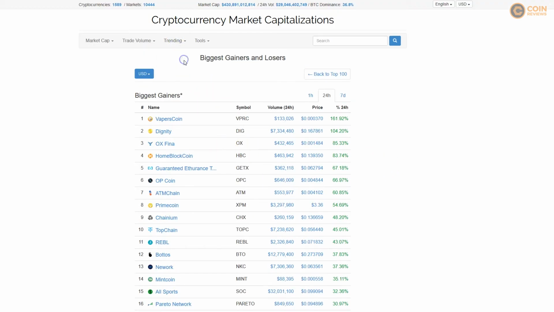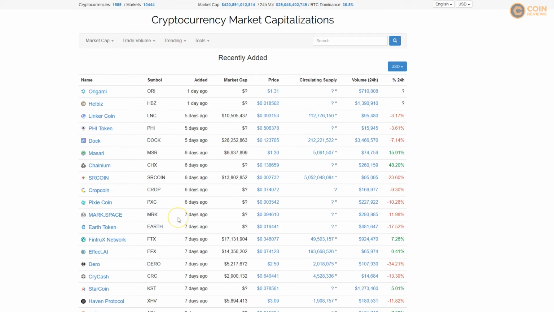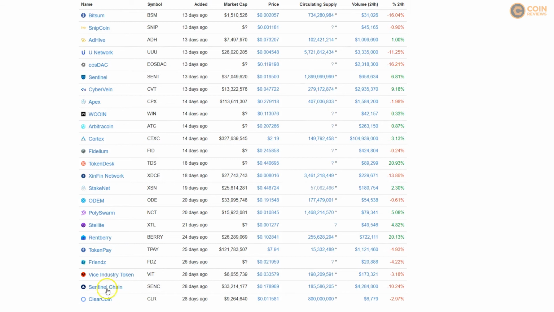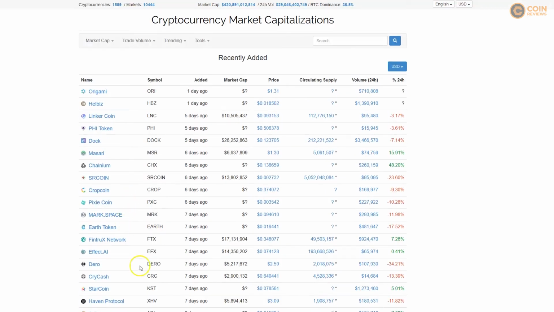And you can also look at what's been recently added. So what's new, a fairly new coin that CoinMarketCap has started to track. So this might be a place to come if you're trying to get in on something new, on the ground floor. Now, are these coins good investments? I don't know. Probably the answer for the vast majority of them is no. But this is where you can come, you can find what's been recently added if you're interested in that.